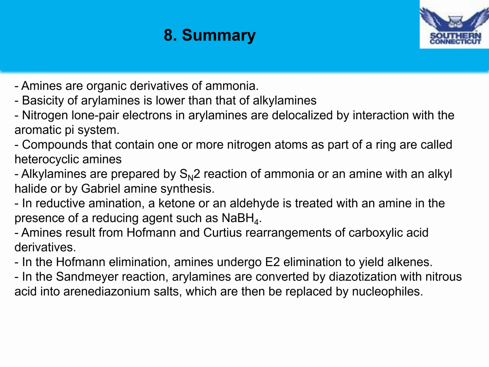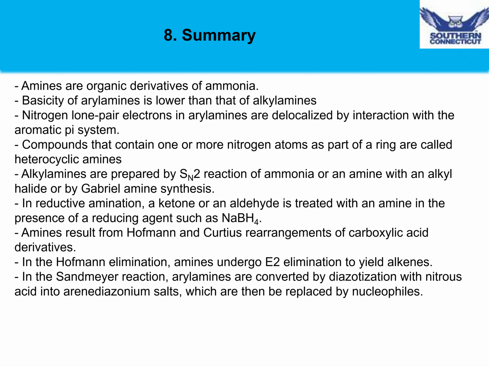Alkylamines are prepared by SN2 reactions of ammonia or an amine with an alkyl halide, or by the Gabriel amine synthesis. In reductive amination, a ketone or an aldehyde is treated with an amine in the presence of a reducing agent such as sodium borohydride. Amines can be synthesized through the Hofmann and Curtius rearrangements of a carboxylic acid derivative.